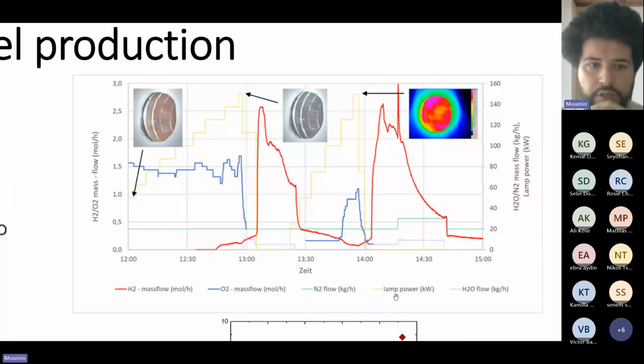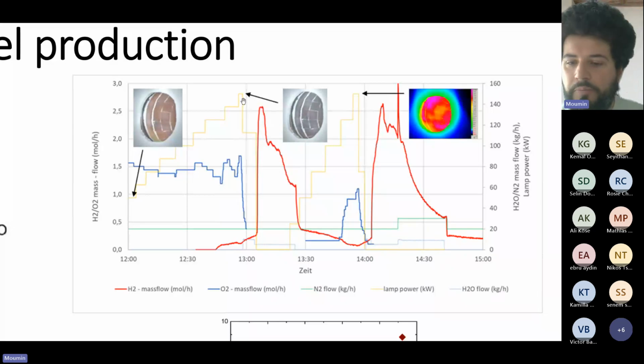You can see on the right-hand side that the lamp power in yellow is step-by-step increasing, reaching 140, 150 kilowatt. And we have the hydrogen mass flow in red, which is then starting. So once you heat it up, the oxygen is released. If you cool it down, the oxygen is taken up, and then you again increase the power, so the oxygen is released. So these are the blue lines.